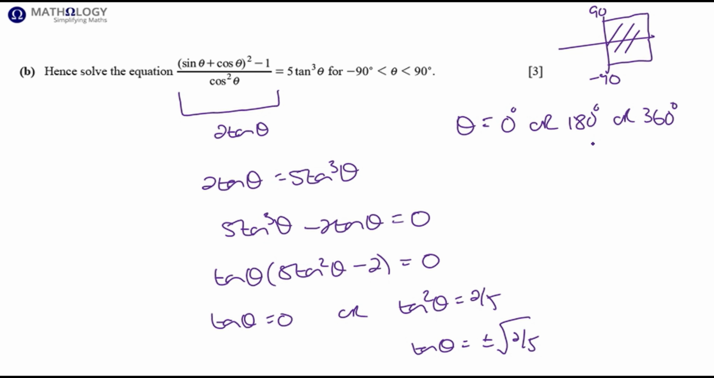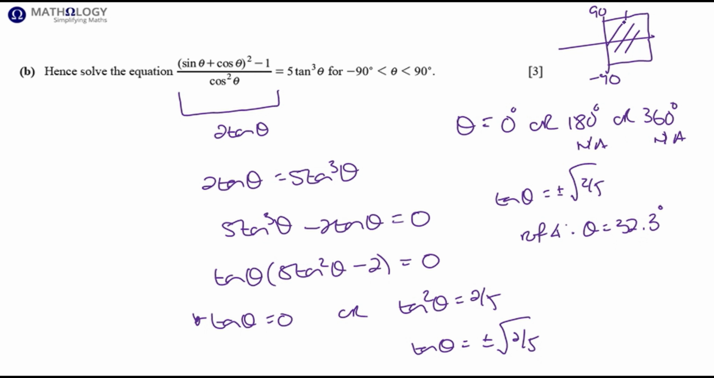So the only valid solution is theta equals 0 for this trigonometric equation, and then the reference angle for tan theta equals plus or minus root 2 over 5. So the reference angle is theta equals 32.3 degrees. Now we're working in the first and fourth quadrant, the positive and negative acute angle.